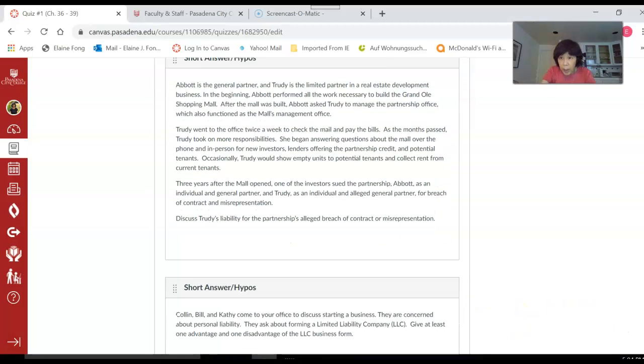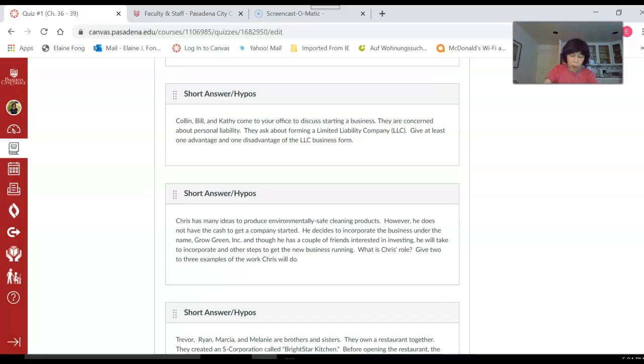Take a look at the second question. Here, I have three people, Colin, Bill, and Kathy. They've come to your office. They want to talk about the LLC form of doing business. They're concerned about their personal liability. And so all I asked you here was to give one advantage and one disadvantage of the LLC. So one advantage certainly would be the LLC will afford Colin, Bill, and Kathy limited personal liability. Their personal assets will be protected.